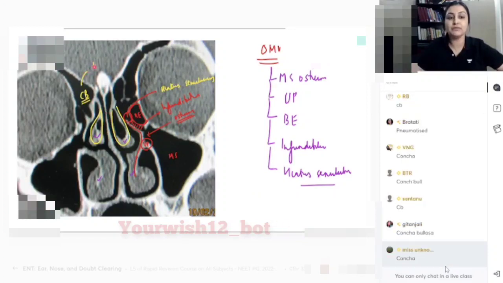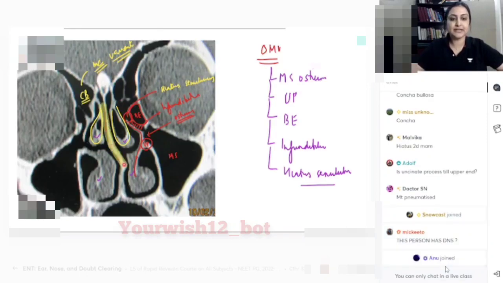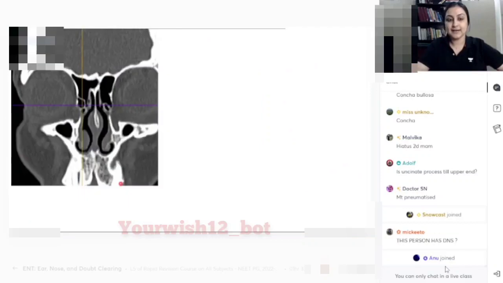It is the most common variant. If they ask which variant is the most common, it is actually concha bullosa. All right, so this is what we have. Hiatus semilunaris will not be attached to the roof. It will only be here, SI. Okay? This is about that. Yes, there is some element of deviated nasal septum as well, right? You see this hook here, so this is DNS, right?